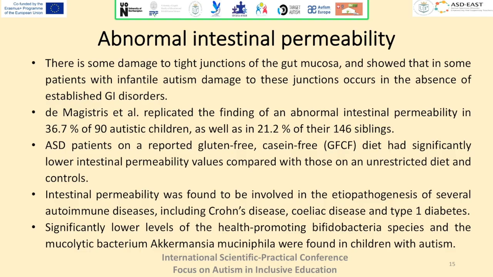ASD patients on a reported gluten-free, casein-free diet had significantly lower intestinal permeability values compared with those on an unrestricted diet and controls. Intestinal permeability was found to be involved in the etiopathogenesis of several autoimmune diseases, including Crohn's disease, celiac disease, and type 1 diabetes. Significantly lower levels of the health-promoting bifidobacteria species and the mucolytic bacterium Akkermansia muciniphila were found in children with autism.